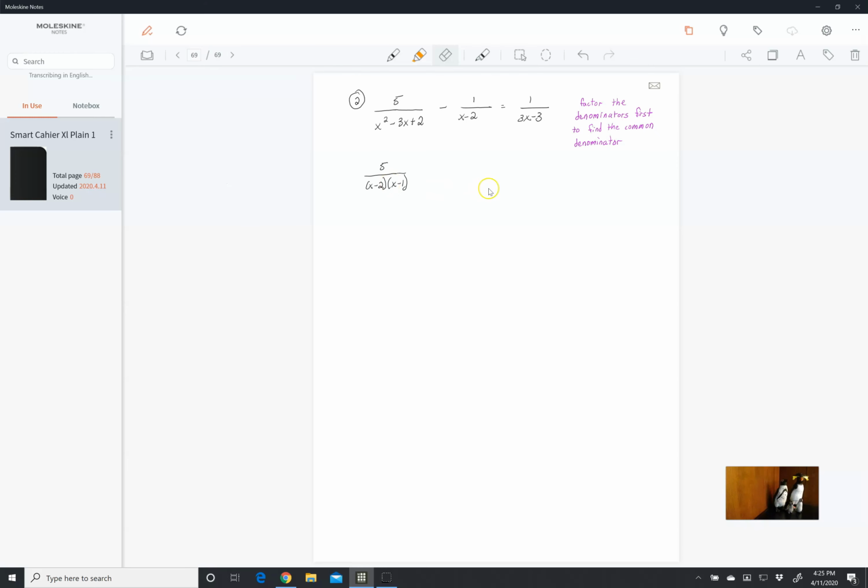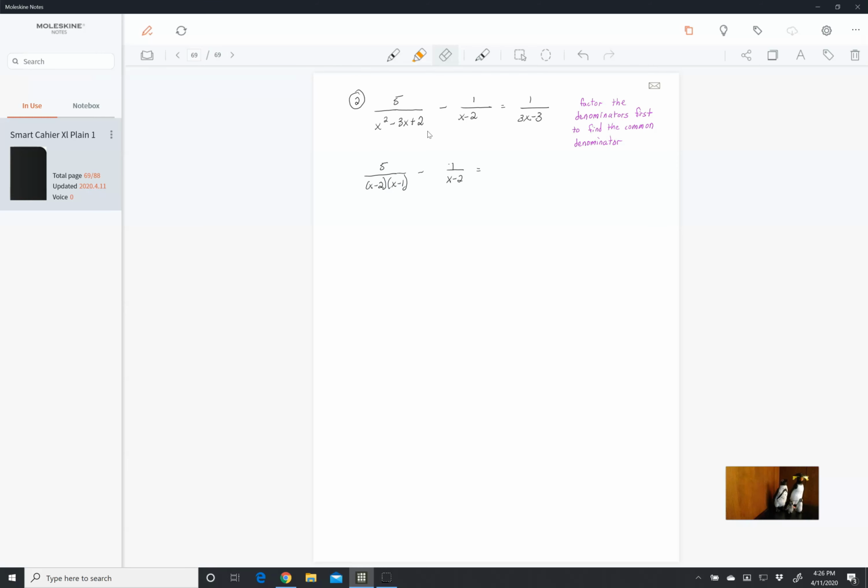Sometimes what I'll do is, instead of rewriting the whole fraction, I'll just write in tiny letters and numbers what this actually factors to down here. You can do that, it's up to you. I'm doing it this way so that it's easy to follow along. Okay. Then we have x minus 2, which is already factored. There's nothing that you can do about that.